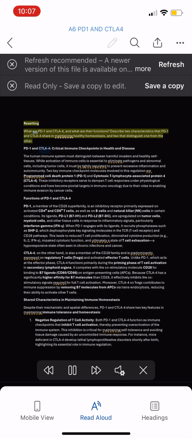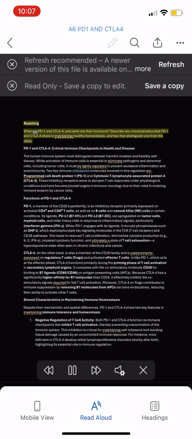PD1 and CTLA4, critical immune checkpoints in health and disease. The human immune system must distinguish between harmful invaders and healthy self-tissues. While activation of immune cells is essential to eliminate pathogens and abnormal cells, including tumor cells, it must be tightly regulated to prevent excessive inflammation and autoimmunity.